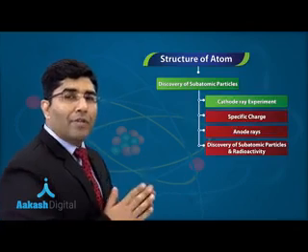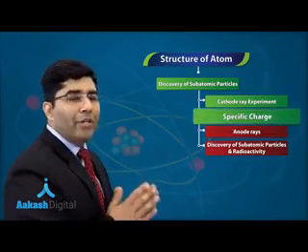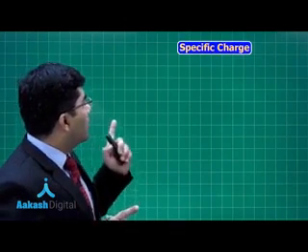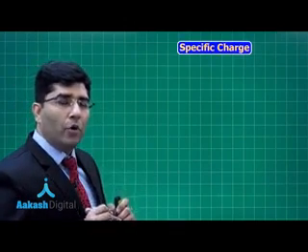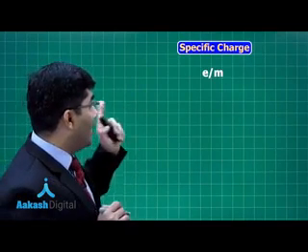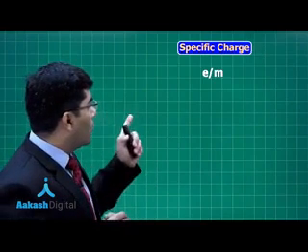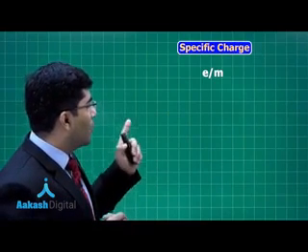So guys, after the cathode ray experiment, let's discuss the specific charge. Now guys, after the cathode ray experiment, Sir J.J. Thomson found the specific charge on the electron, and the specific charge is denoted as e/m, where e is the charge of the electron and m is the mass of the electron.